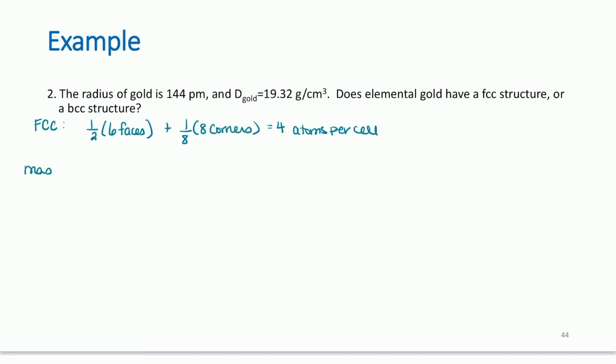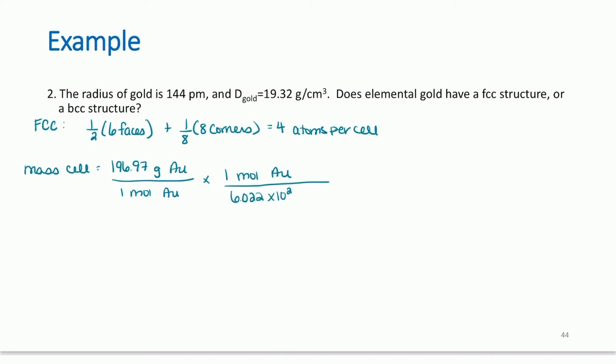Find the mass of your cell. If I look up gold, 196.97 grams of gold are contained in 1 mole of gold. I know 1 mole of gold contains 6.022 times 10 to the 23rd gold atoms. And I know there's 4 atoms per cell because it's FCC, or that's what I'm checking first. That gives 1.308 times 10 to the minus 21 grams per cell.